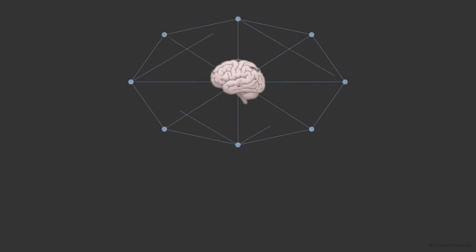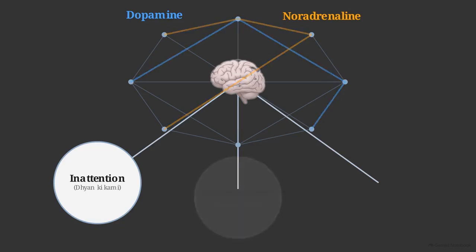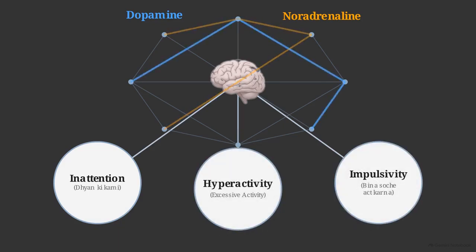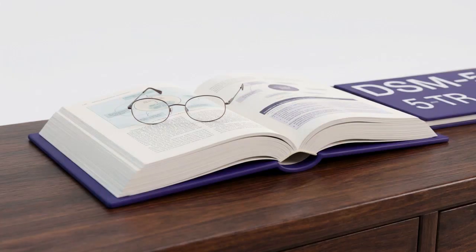This neural network model highlights the pathways that drive these regulatory functions. They rely heavily on two neurotransmitter systems, dopamine and noradrenaline. In ADHD, these chemical systems are chronically dysregulated, manifesting physically and cognitively in three distinct symptom branches: inattention, hyperactivity, and impulsivity. To accurately diagnose and manage this disorder, we have to look past surface-level behavioral quirks. We must rigorously apply the criteria of the DSM-5 to build an evidence-based clinical strategy.